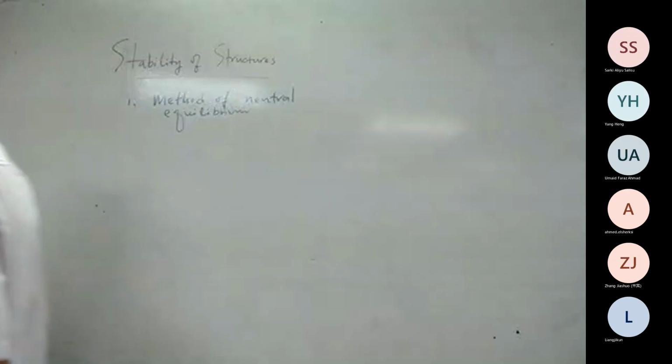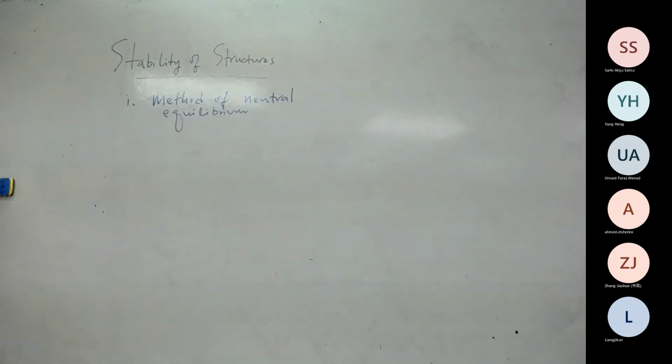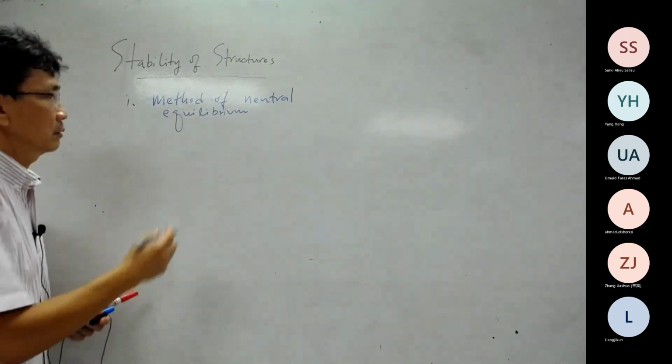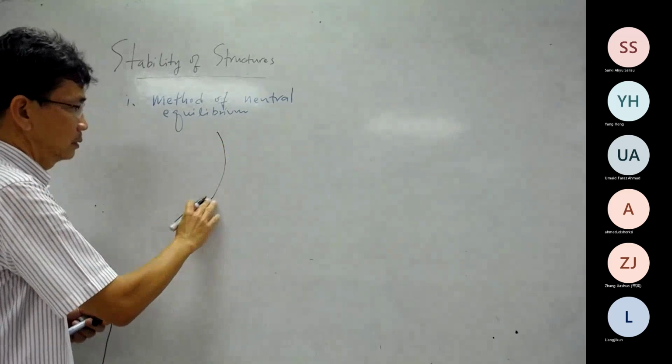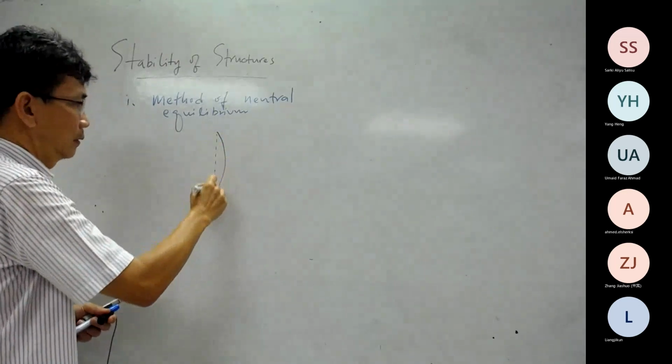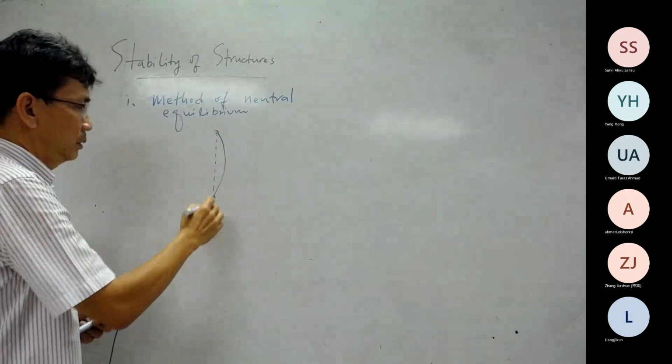At the state of neutral equilibrium, you have two possible solutions. You have two possible deformed states. One is the original one, and the other one is the deformed one. Okay? And in the method of neutral equilibrium, for example, if I take this column, this is just a pin one.